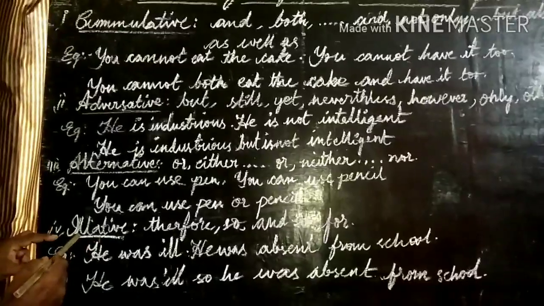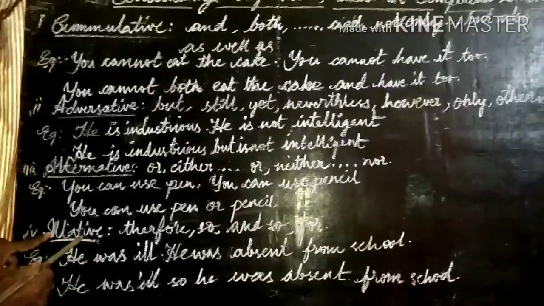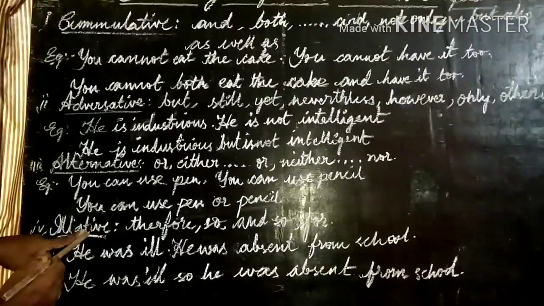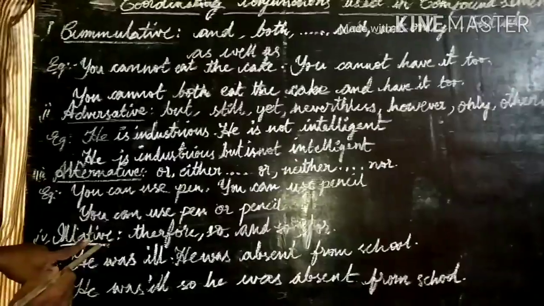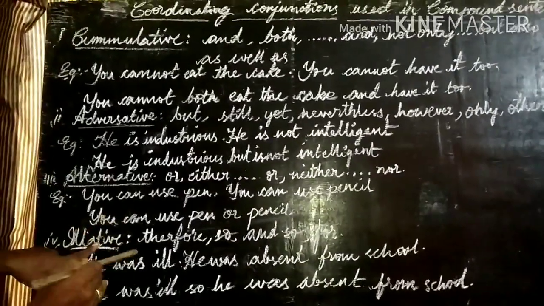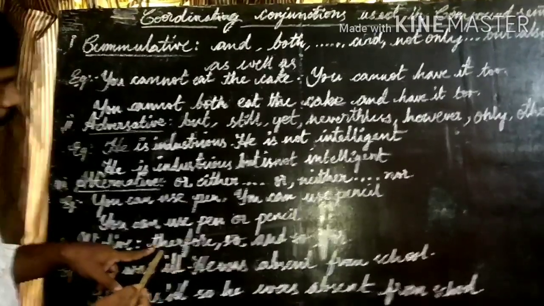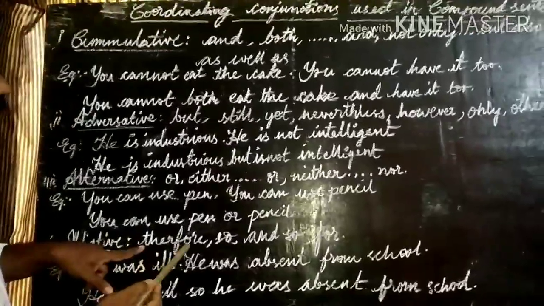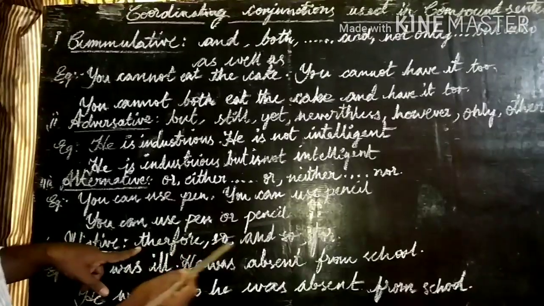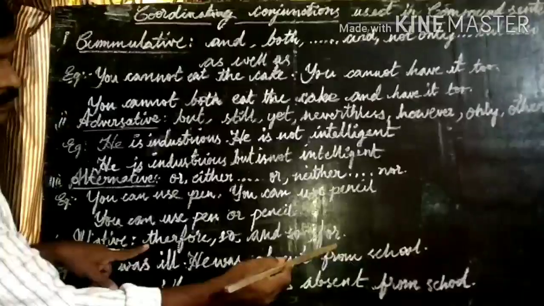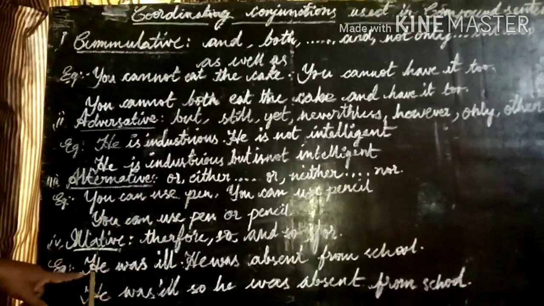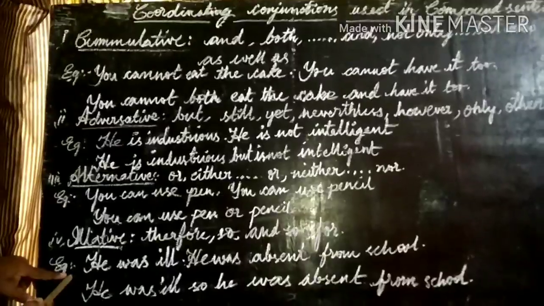Now, the last one, the illative conjunction. It is used to express reason. It answers the question why. So the illative conjunctions among coordinating conjunctions are therefore, so, and so, for. Let us study an example here.